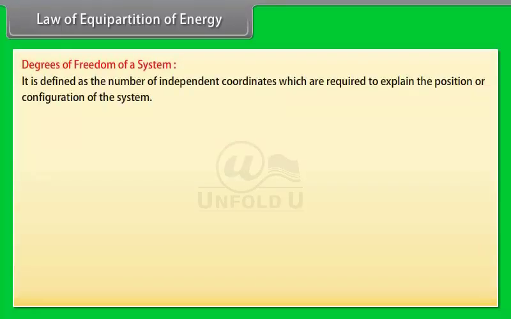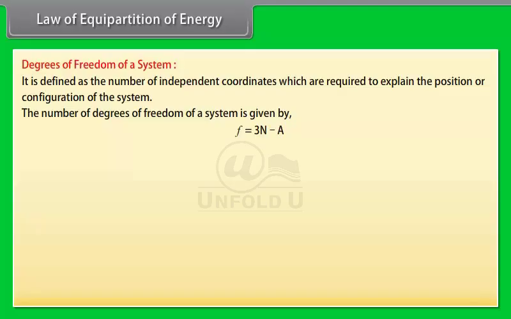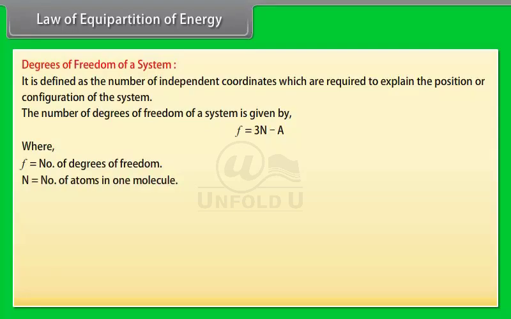Degree of freedom of a system. It is defined as the number of independent coordinates which are required to explain the position or configuration of the system. The number of degrees of freedom of a system is given by F = 3n − A, where F is the number of degrees of freedom, n is the number of atoms in one molecule, A is the number of independent relations between the atoms of one molecule.